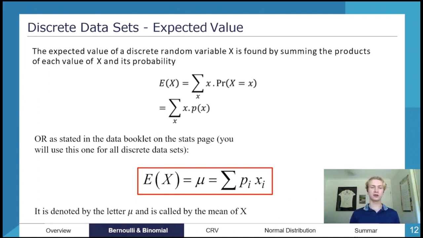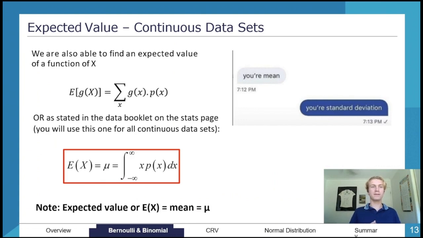Now, we denote the mean or expected value with the symbol μ, and we call it the mean of X. That is also the same as the expected value of X. So E of X is the same as the mean of X. They're both the same thing, the same concept. We're just writing it in a different way. And it doesn't matter which one you write on your exams, as long as you write one of them with your working out.